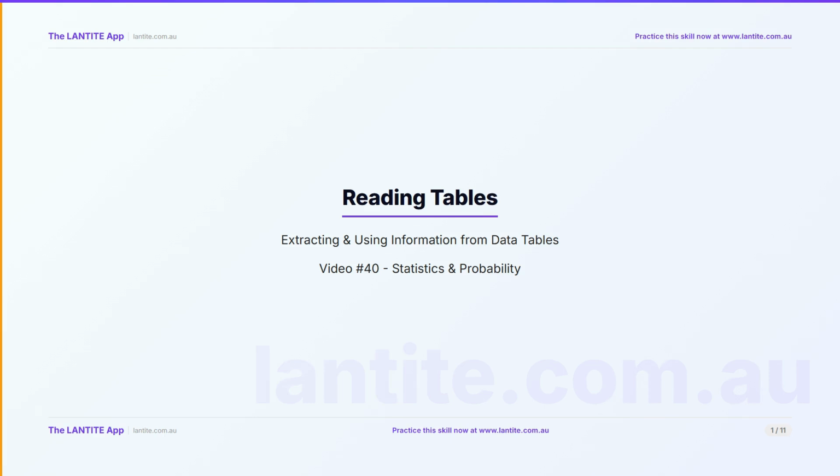Welcome to this lesson on reading tables. Tables are one of the most common ways data is presented on the LANTITE. You'll see frequency tables, timetables, price lists, two-way tables, and more. Today we'll build the skills to read them accurately, extract the right information, and perform calculations using table data.